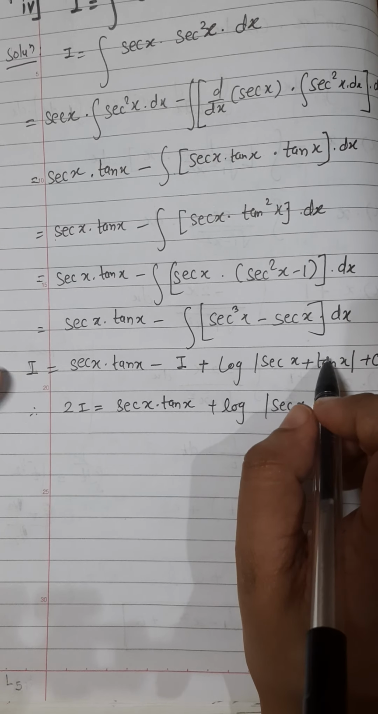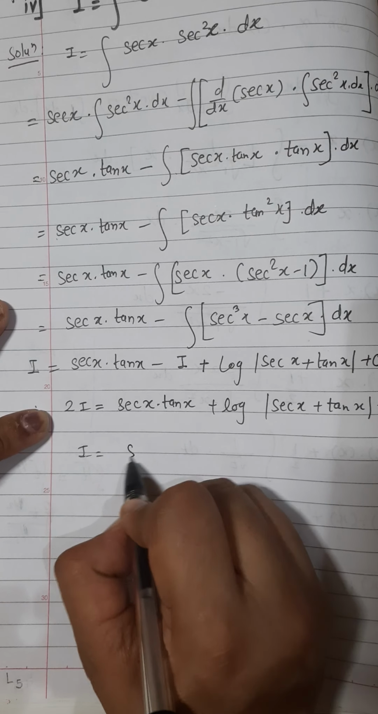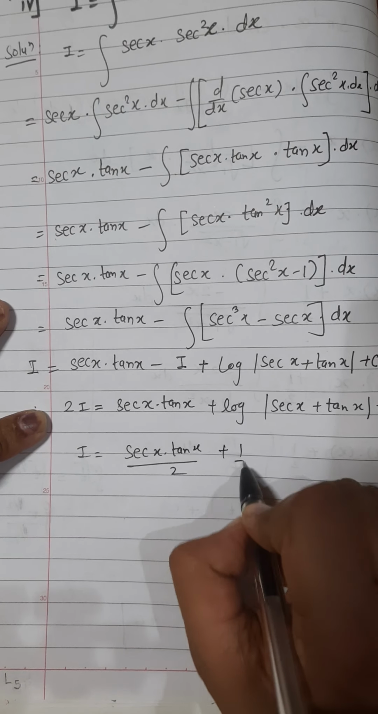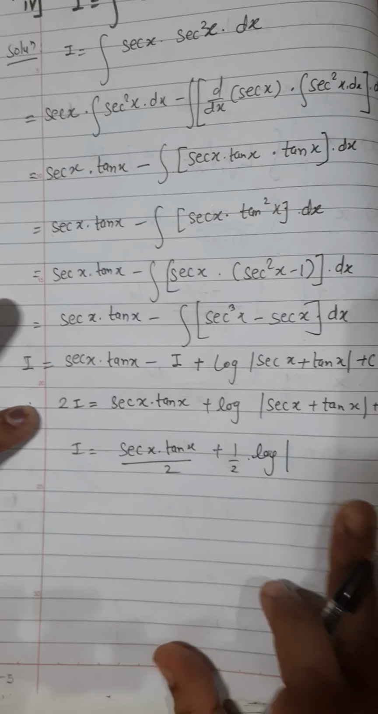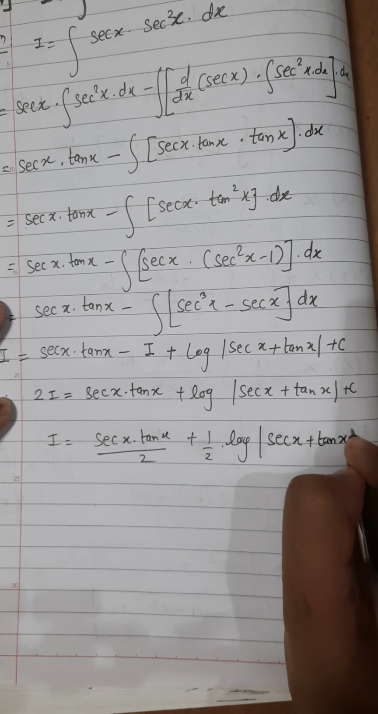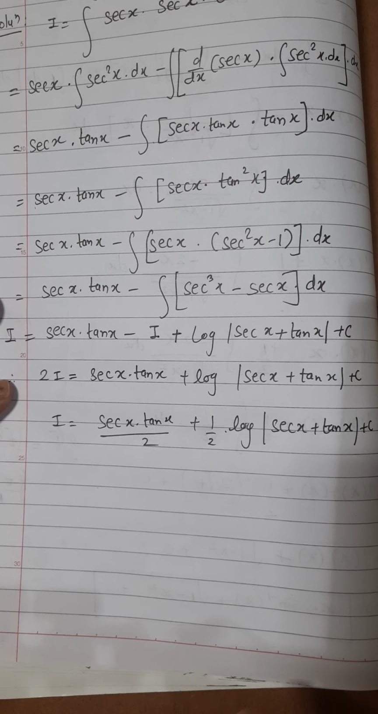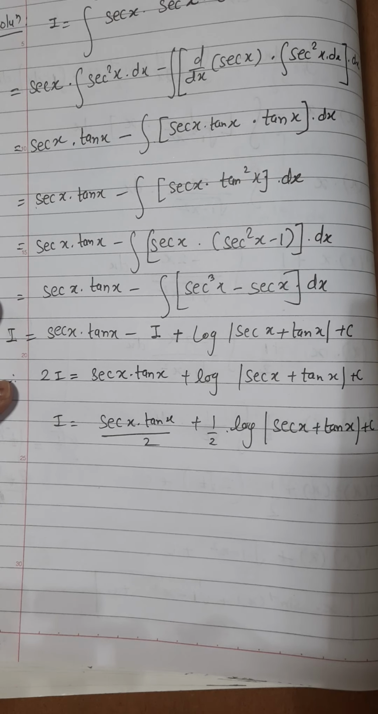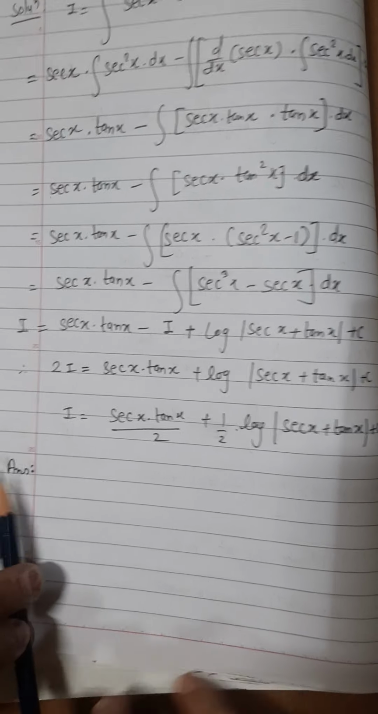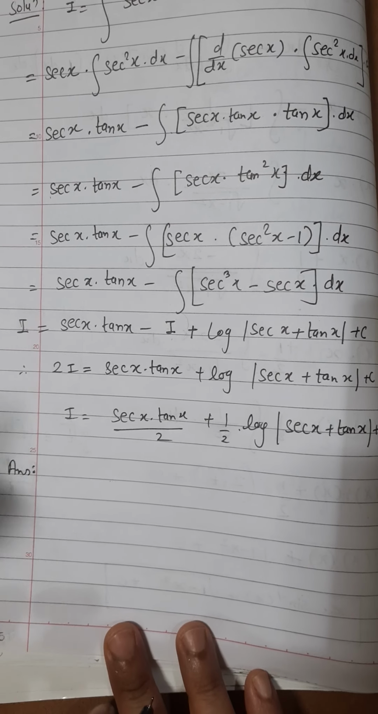Okay, so I is, just shift this here, sec x tan x by 2 plus 1 upon 2 log of sec x plus tan x plus c. Okay, got it? So this is our final answer. So just see, this is tricky over here. At this step I have substituted.